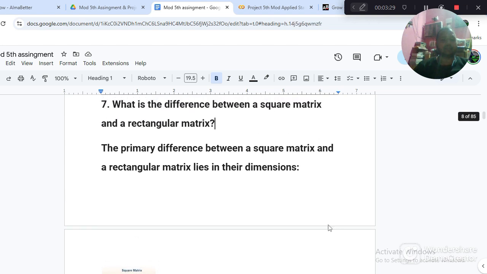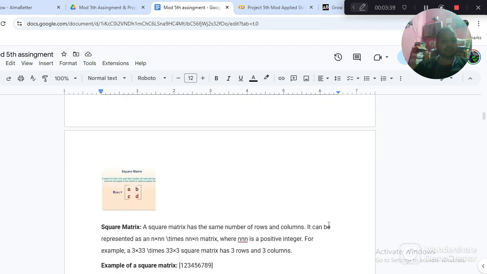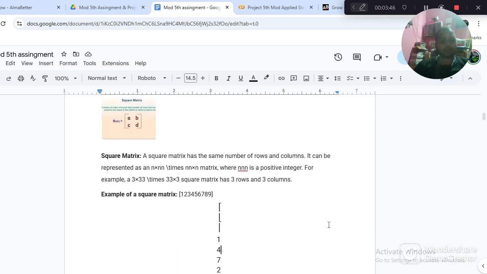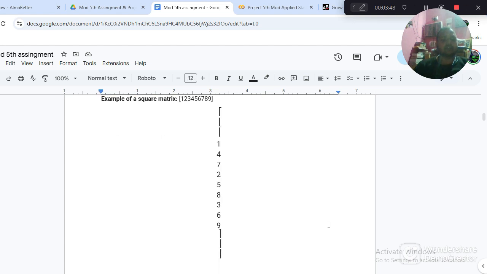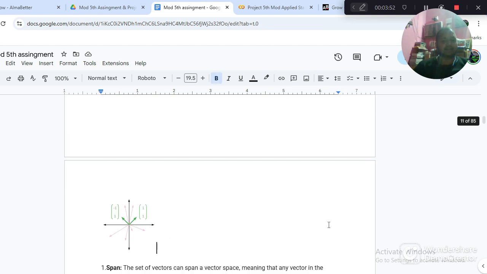Question number 7. What is the difference between a square matrix and a rectangular matrix? The difference between a square matrix and a rectangular matrix. Now I can show you a simple example or simple diagram of a square matrix and what is a rectangular matrix.